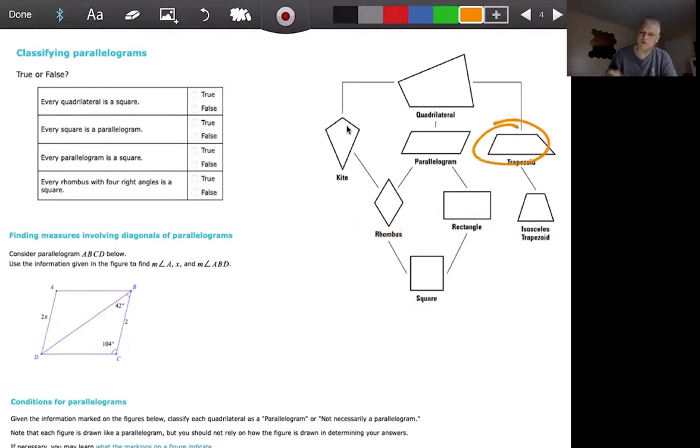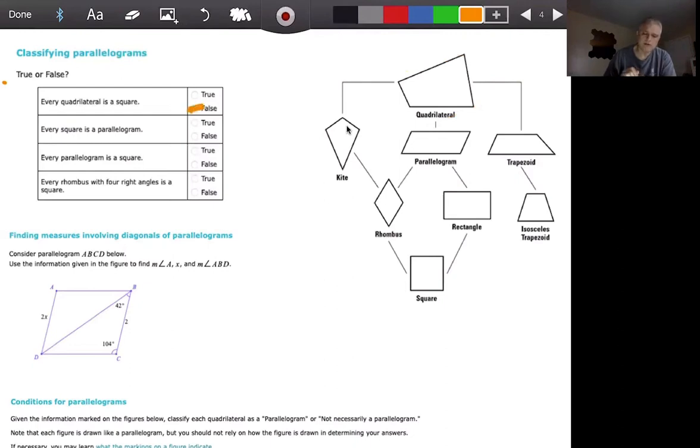If it's a trapezoid, the only thing that it could be more specifically is an isosceles trapezoid, where the non-parallel sides, which we call the legs, are congruent to each other. Okay, so let's look at this true-false set of questions. Every quadrilateral is a square. There's a quadrilateral, a square. Nope. False.